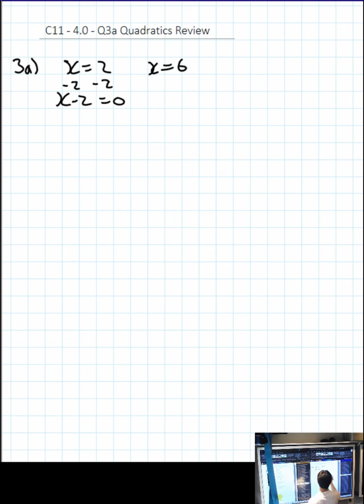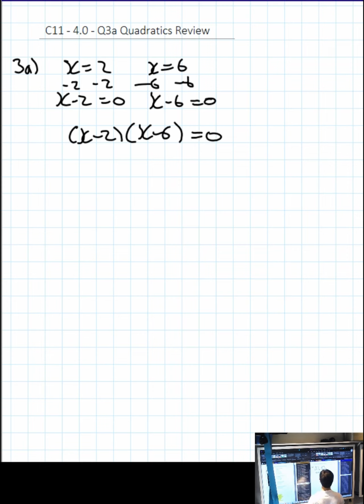Then on the equation on the right, we're going to minus 6 from both sides, and then we'll get x minus 6 equals 0. Now, working backwards, we can just put these two things in brackets side by side. So (x minus 2)(x minus 6) equals 0. Sometimes that's a valid answer. That's in factored form. It's equal to 0.